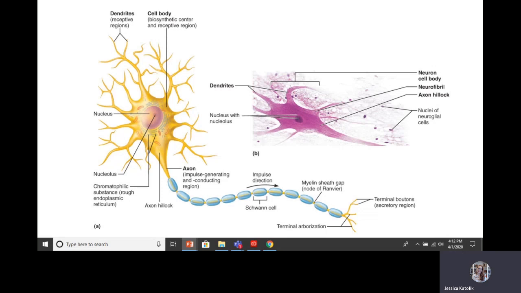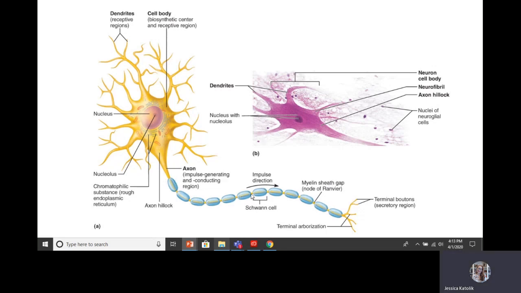There are some features to be familiar with. Over here, what we can see is a cone-shaped structure. This cone-shaped structure is called the axon hillock, and the axon hillock will be attached to the cell body. This is what actually generates the action potential. It'll generate the electrical impulse, and that action potential will then propagate or move down the rest of the axon.